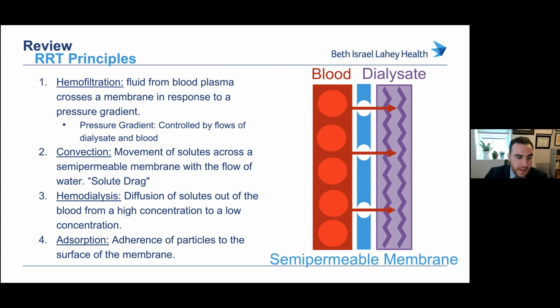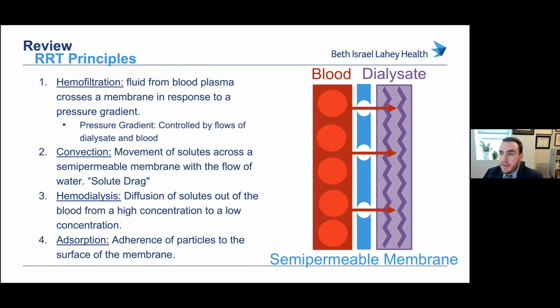The next is hemodialysis, and hemodialysis is diffusion of solutes out of the blood from a high concentration to a low concentration. So dialysate solution can be variable depending on what the provider wishes to order. It typically has sodium, chloride, magnesium, and potassium in it. We're used to either giving a 2K bath or a 4K bath. It can also have bicarb as a buffer in it. Most of these patients have a low serum bicarb level, so they'll need some bicarb replacement.